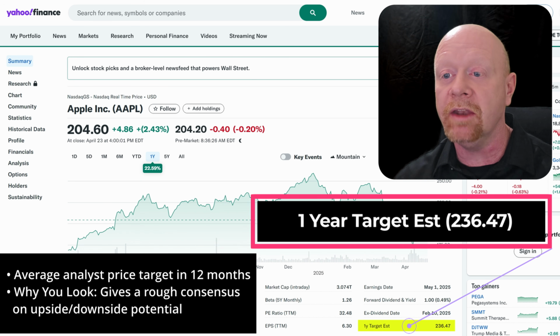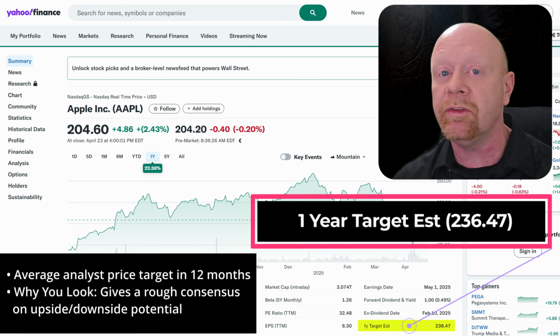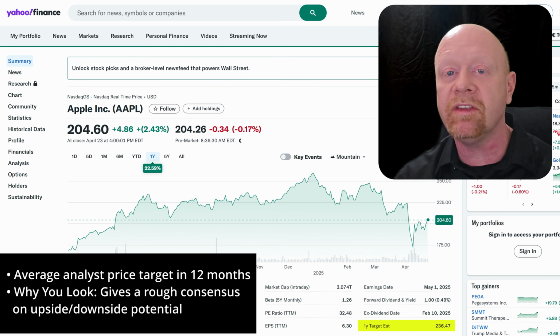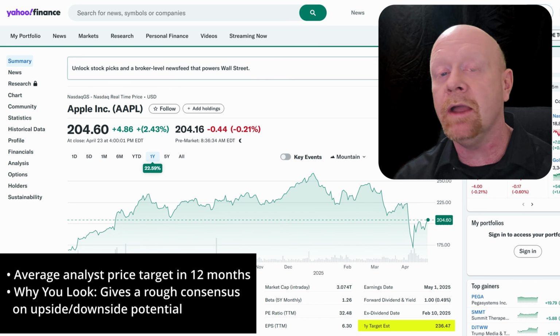It's currently sitting at 236.47. What this means is this is the average analyst price target in 12 months. Why you would look at it is it gives a rough consensus of the upside and downside potential.